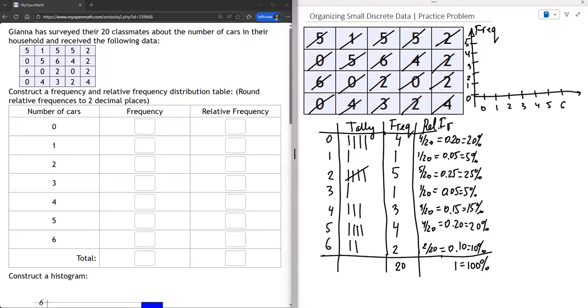I would draw a bar of height 4 around 0. That means it will have to be of width 1 and therefore range from negative 0.5 to 0.5 and meet the bar of width 1 around 1 at 0.5. So at 1 we have a bar of height 1, at 2 we have a bar of height 5. At 3, we have a bar of height 1. At 4, we have a bar of height 3. At 5, we have a bar of height 4. And at 6, we have a bar of height 2.